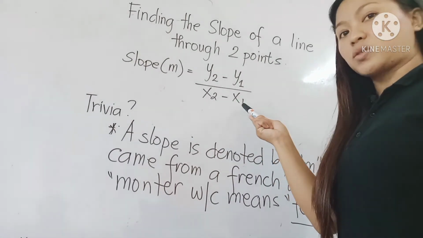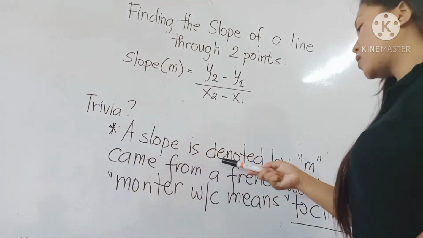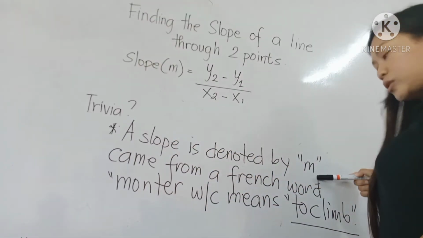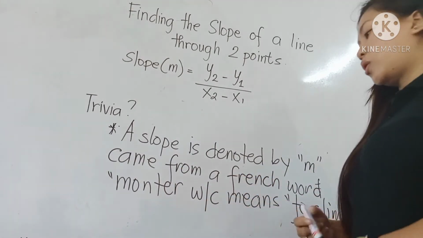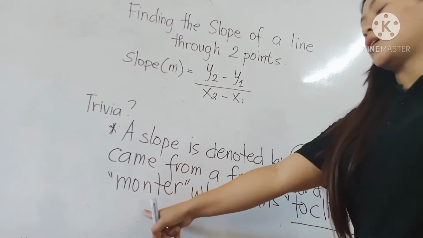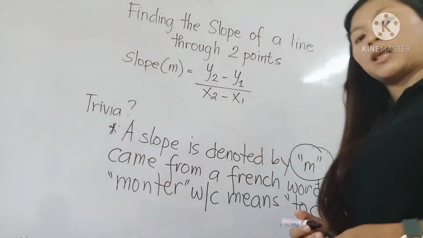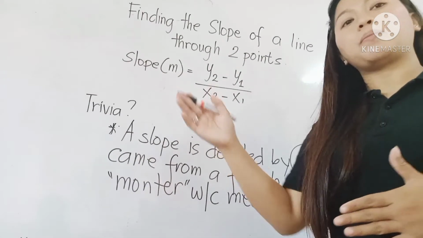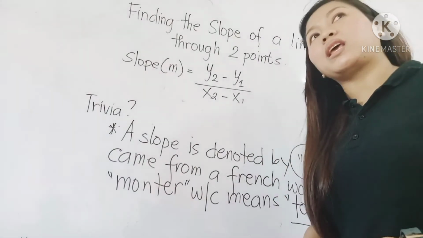minus x sub 1. So, trivia muna tayo, class. A slope is denoted by letter M. Came from a French word monter. Okay, monter. Again, denoted siya ng letter M. Ibig sabihin monter, which means to climb. Kaya pala siya in a steep, no, diba, inclination of a line. Steepness, yung tarik, ano pa ba?